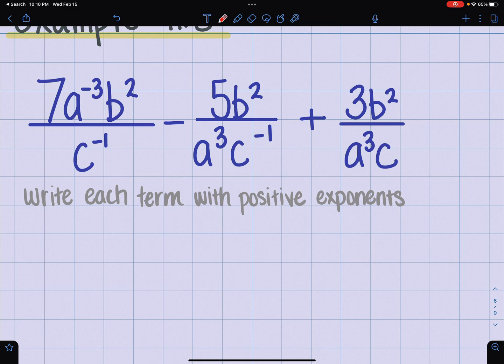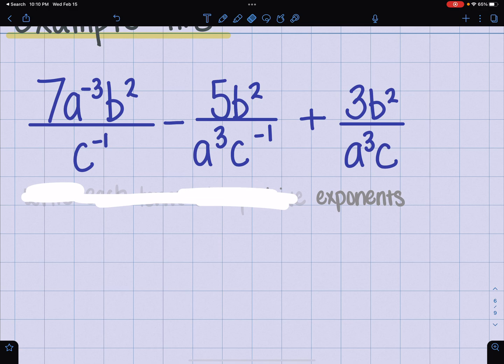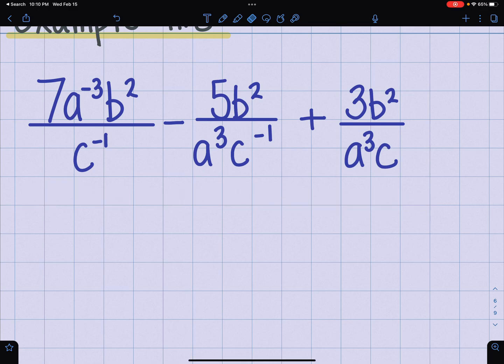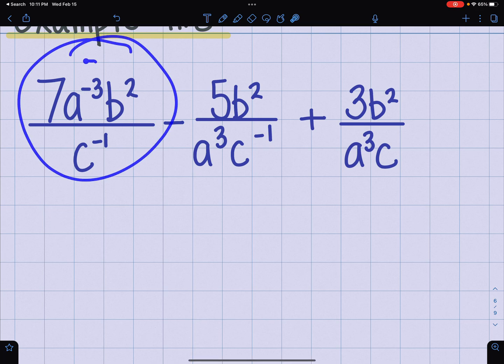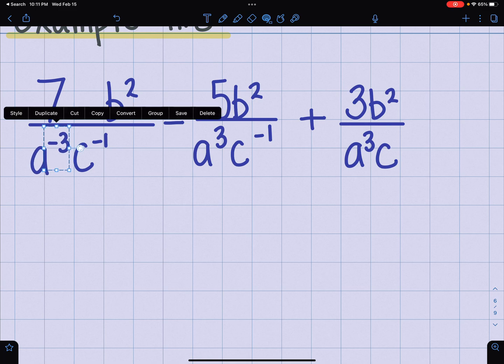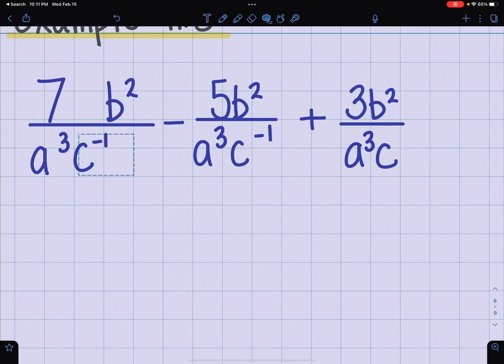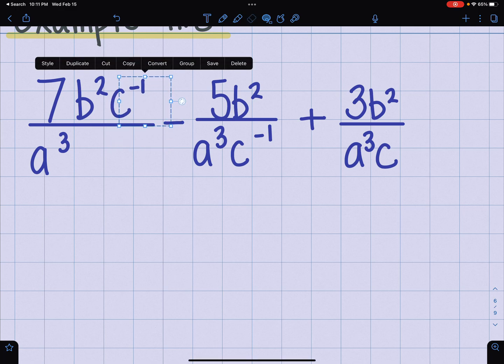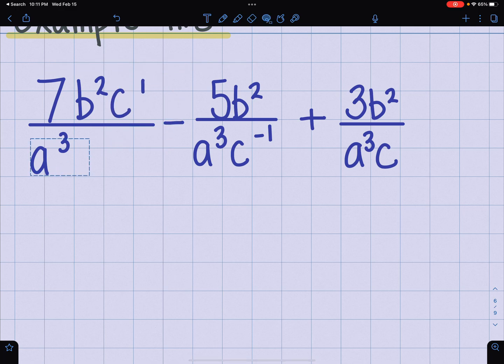Okay. This example. This one looks a little more complicated. There's lots of numbers and letters, and there's 3 terms, but we're going to start in the same way. We're going to write each term with positive exponents. I mean, you could be a crazy person and do it with all negative exponents, but it's just a little trickier. So let's look at this first term. This is a negative exponent, so let's take that a to the -3 down, change the sign. Sweet. What about the c? Actually, let's move the b over. The c is negative, so I'm going to bring that up and change the sign. Then I'm going to make everything look a little prettier.